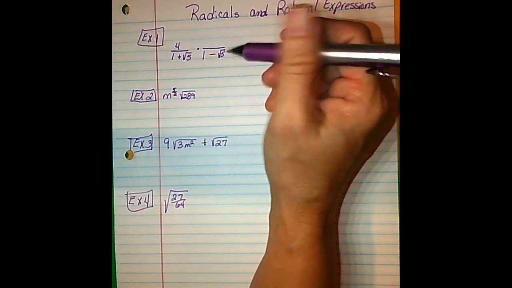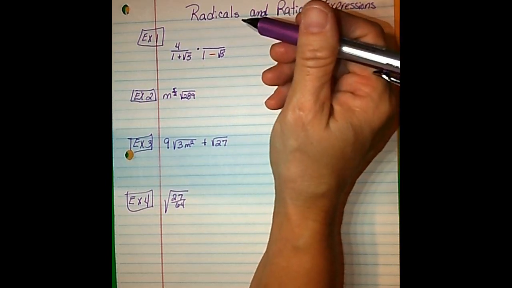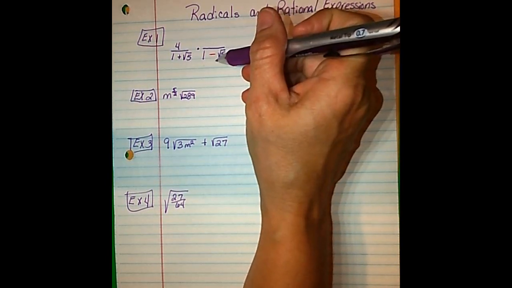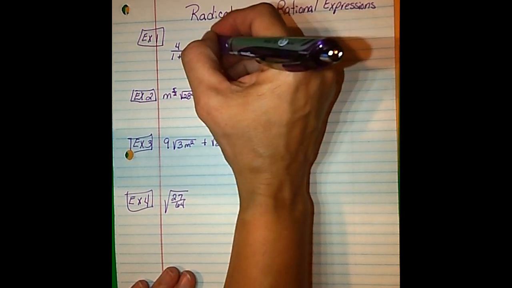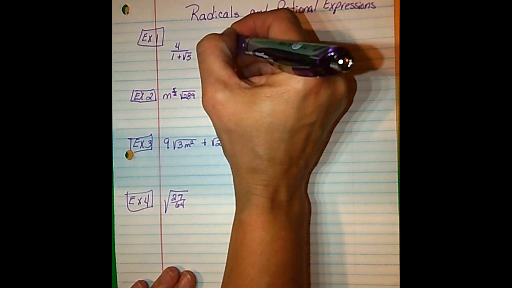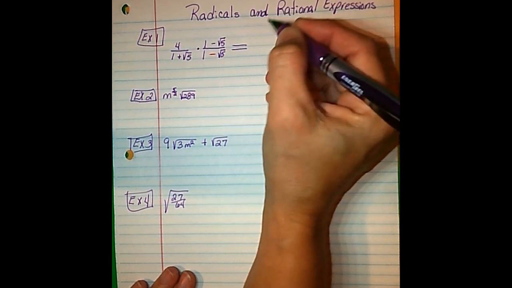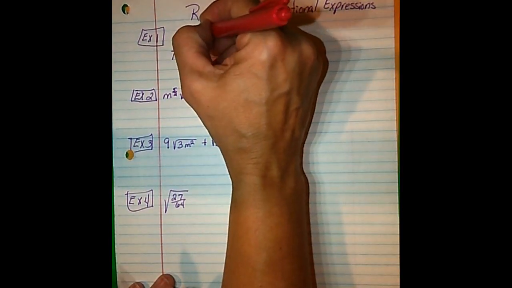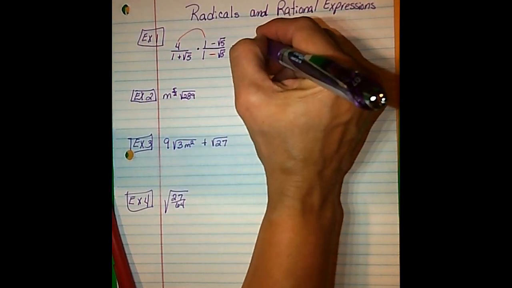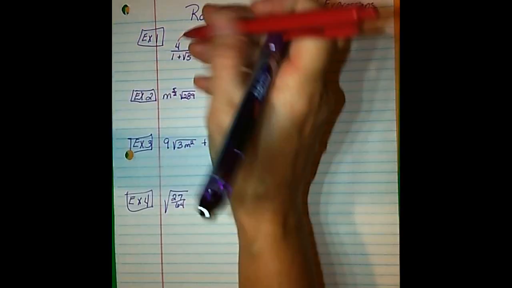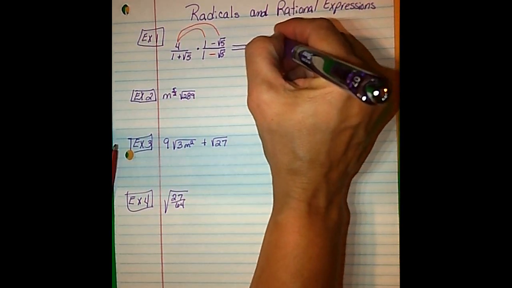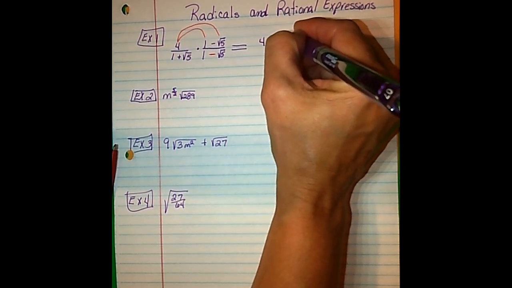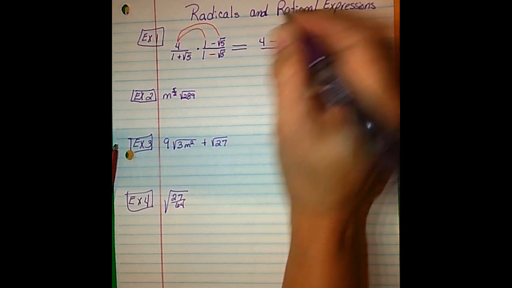But there's a rule. Whatever I do to one part, I always have to do to the other part. So if I did this to the denominator, that means the numerator must be multiplied by the same thing. So I'm going to put 1 minus square root of 5. So let's get started. So we're going to use the rule of distribution. I'm going to say 4 times 1 is 4. And then I'm going to say this positive 4 times this negative square root of 5 is a negative 4 square root of 5.